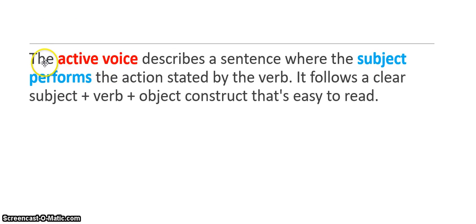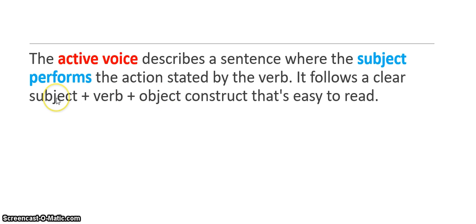Let's see what active and passive voice are. The active voice describes a sentence where the subject performs the action stated by the verb. It follows a clear subject plus verb plus object construction that's easy to read. This is the general formula for any sentence in English. First we have subject, then verb, and finally the object.